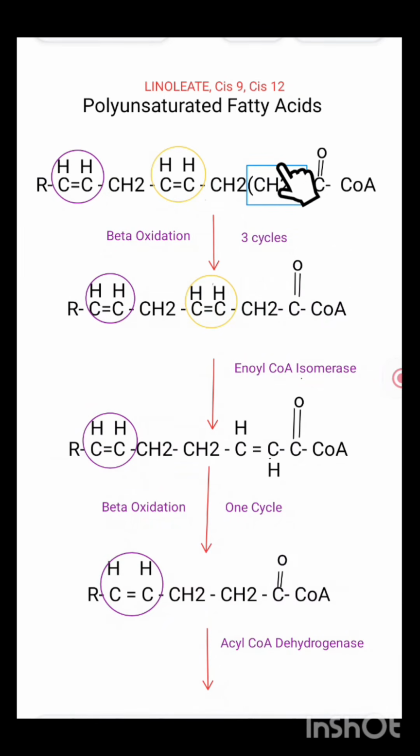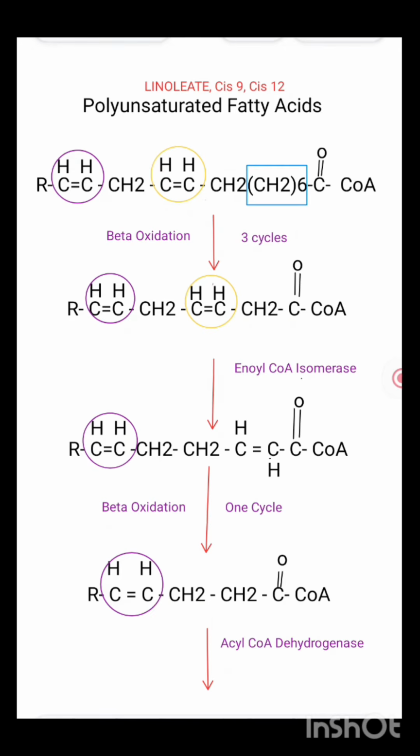6 carbon atoms. This part will be removed. So the difference between this structure and this structure is that this structure does not have the 6 carbon atoms. They have been removed via the 3 cycles, just like we saw in the other structure. This is just a condensed structure. So this leaves us with this structure.